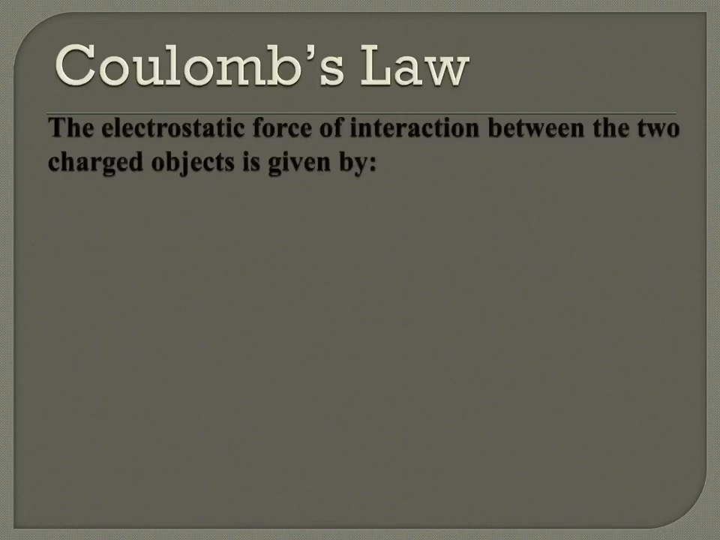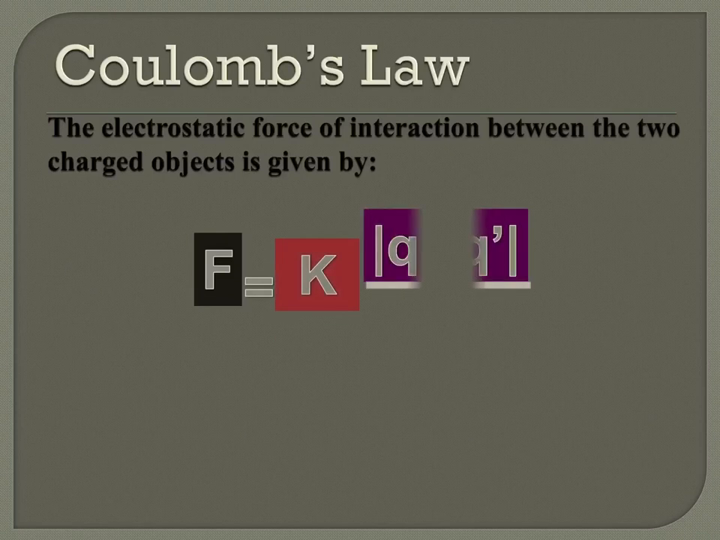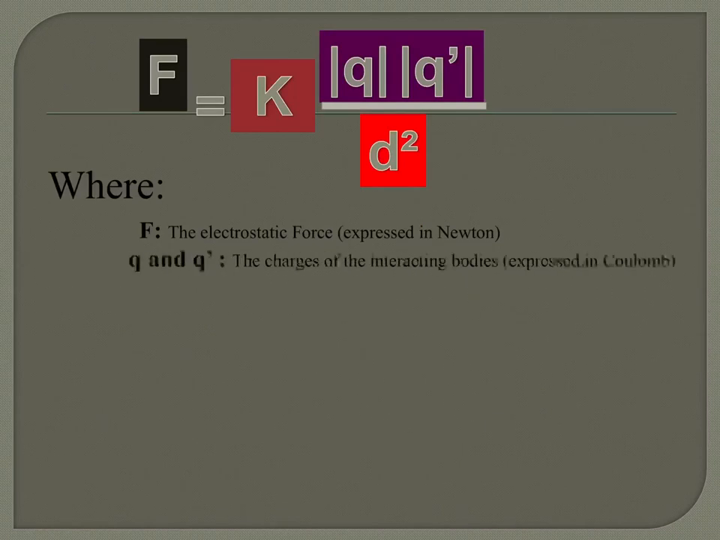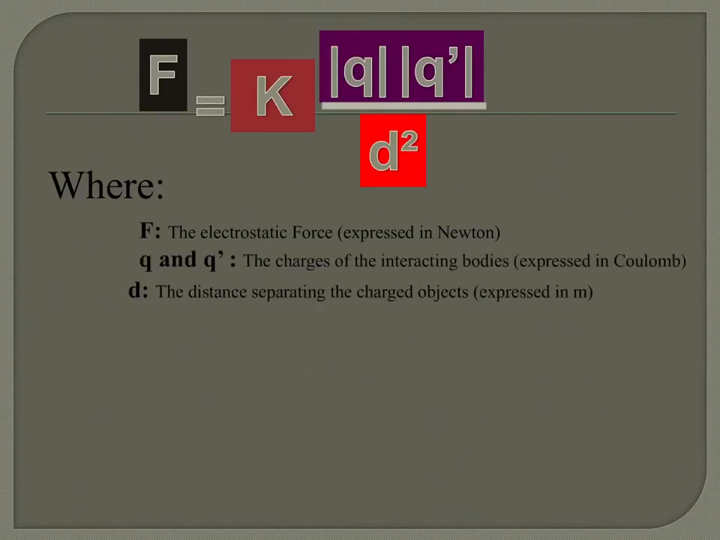Now, this electrostatic force of interaction between the two charged objects is given by the relation F equals K multiplied by Q and Q prime, taken in absolute value, over the square of the distance separating them. More specifically, F represents the electrostatic force, which is expressed in newtons. We have Q and Q prime, the charges of interacting bodies. And of course, we have d, the distance separating the charged objects, expressed in meters.